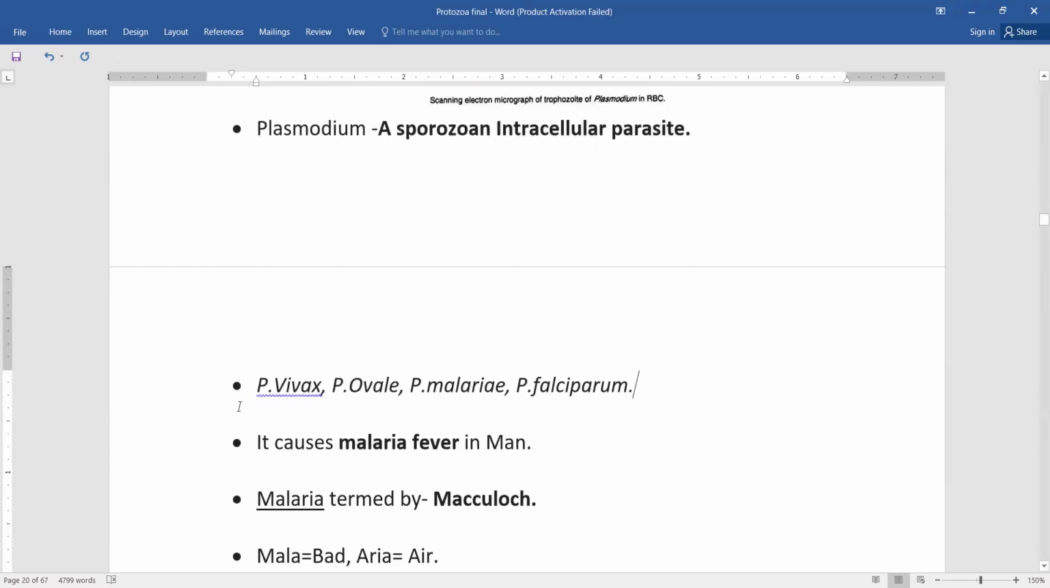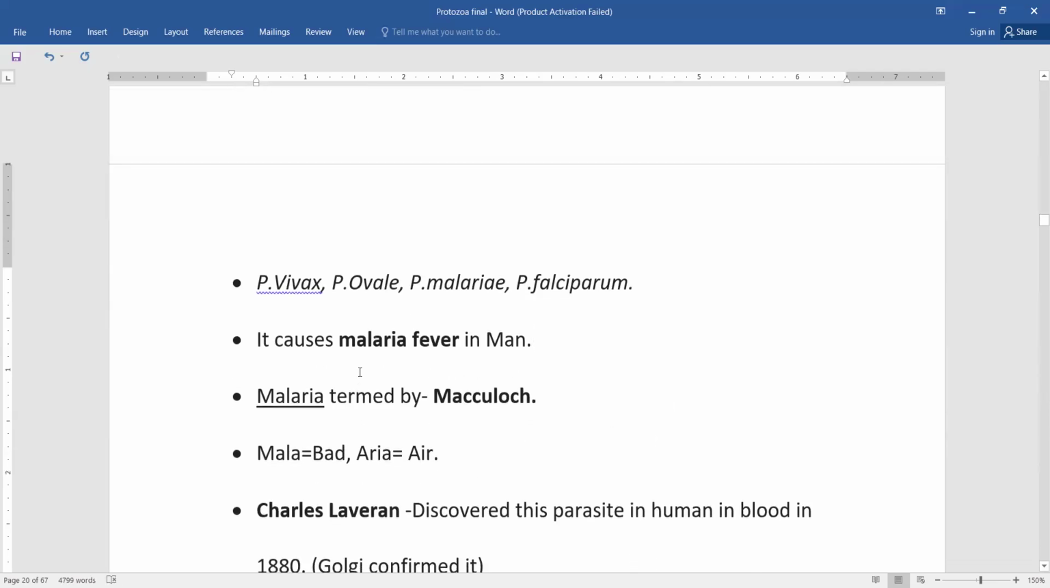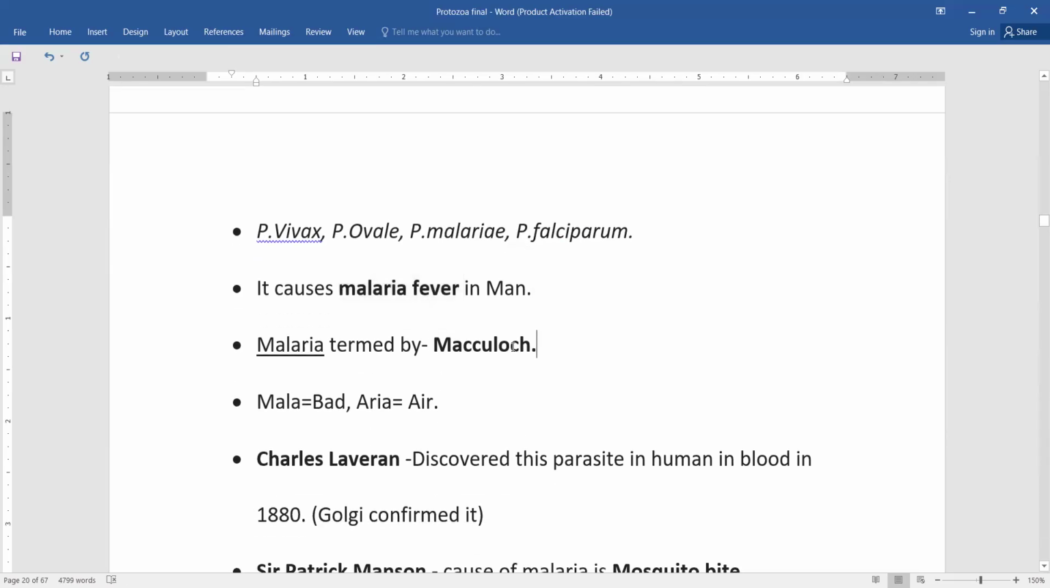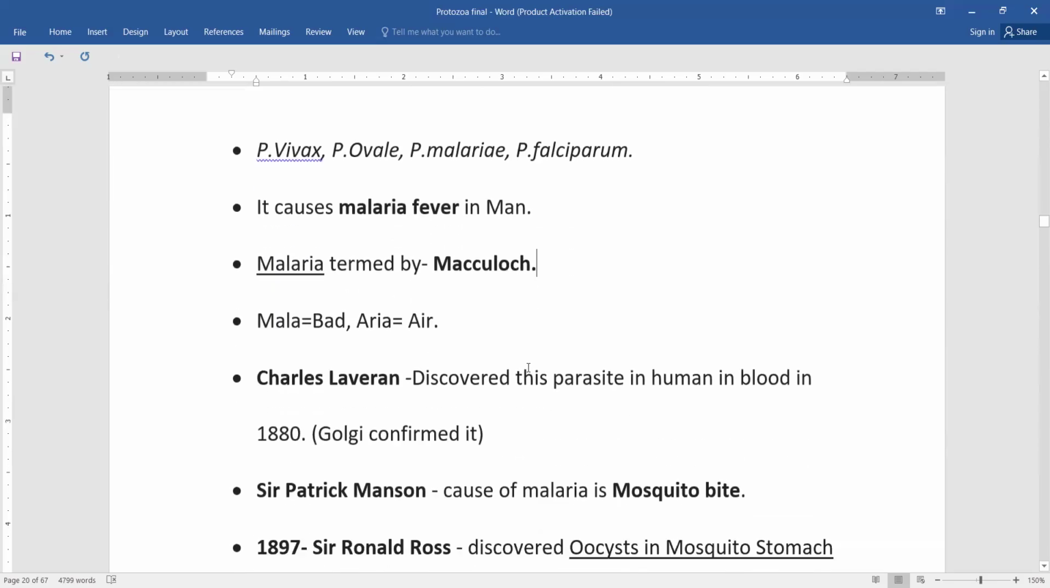Okay, there are four different kinds of Plasmodium: Plasmodium vivax, Plasmodium ovale, Plasmodium malariae, Plasmodium falciparum. Plasmodium falciparum is the most harmful Plasmodium of all. So why should we study about Plasmodium? Because it causes malaria fever in human being. You should remember. I am not going to repeat because it is very famous.